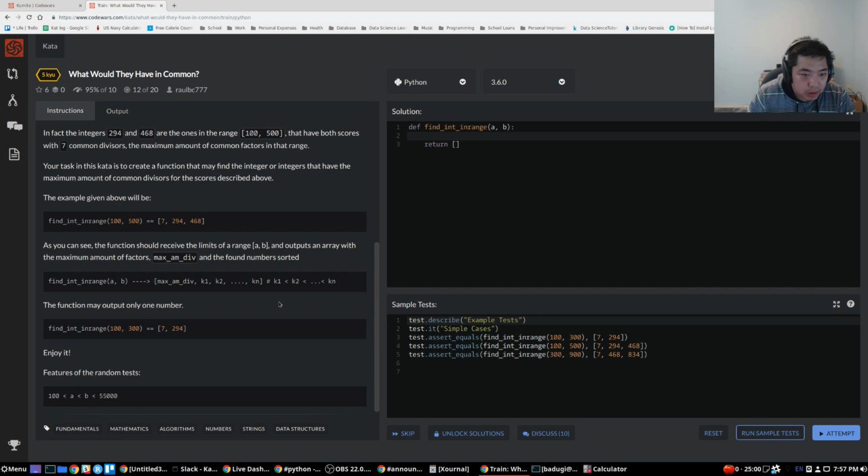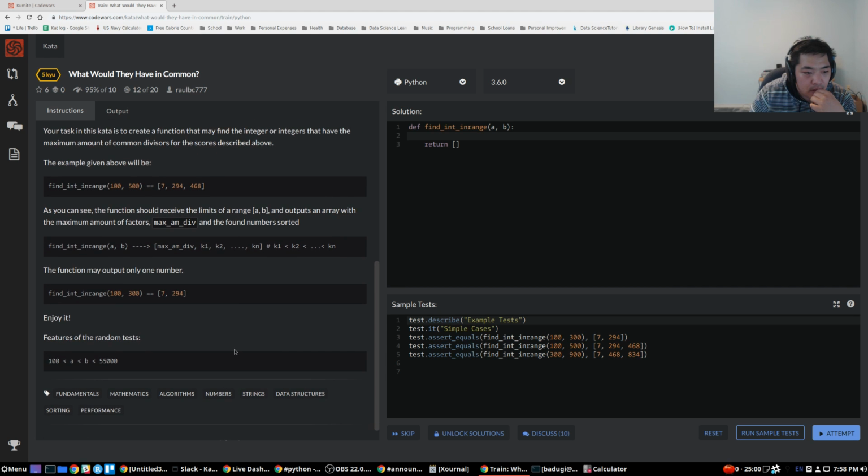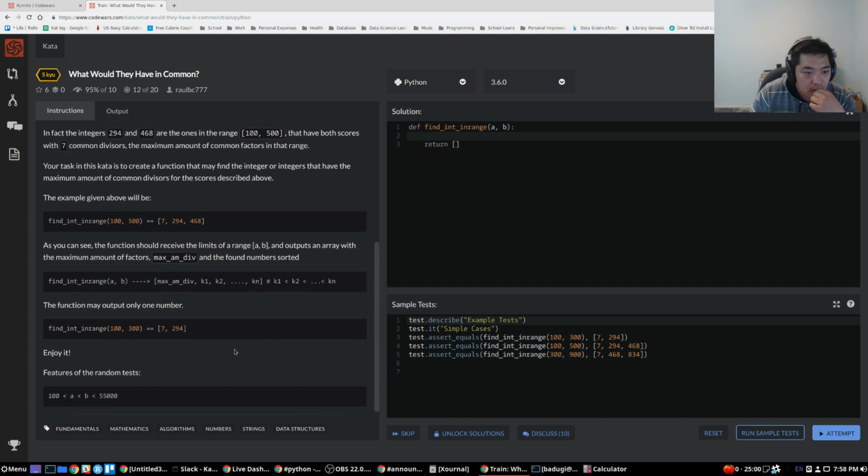The function should receive the limits of range A to B and outputs an array with the maximum amount of factors. Okay, I got this. So if there's a score of 7 and 294, as you can see, the function should receive the limits range and outputs an array with maximum and the found number sorted.